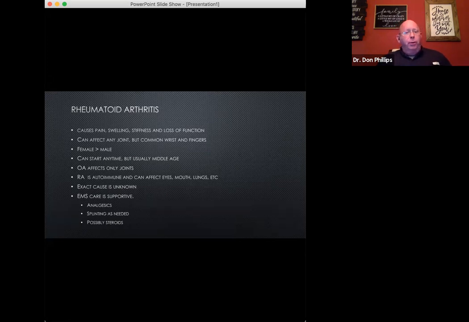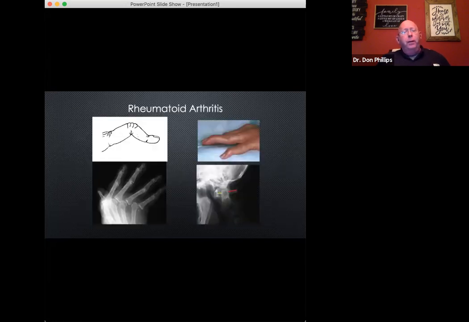Whereas osteoarthritis affects only the joints, rheumatoid arthritis can also spread to other areas and can give you a whole lot of other problems too. It is an autoimmune disorder, so that's why it can cause so many other things. Really for us, our main care is going to be supportive: giving them analgesics, and splinting if they need it. In those cases, we're usually talking about a joint that's been so deformed that it has dislocated. And occasionally steroids. You're not going to see any relief from the steroids right away, but it can end up helping somebody hours later.